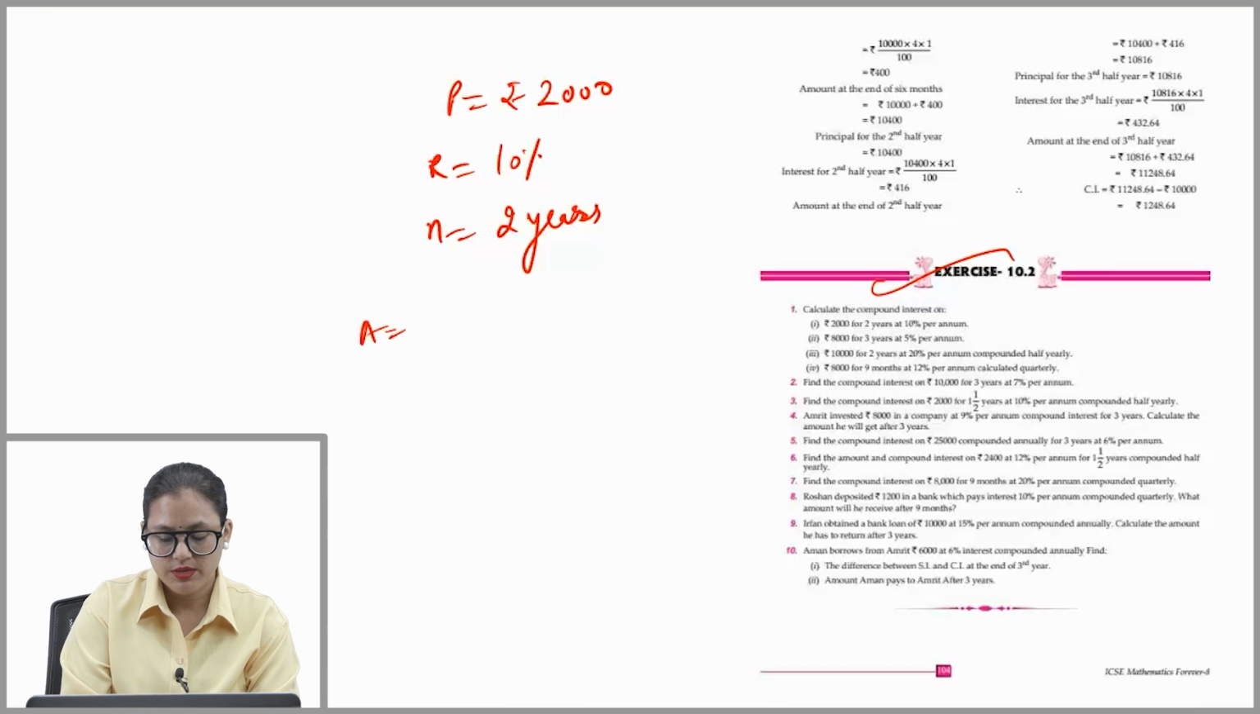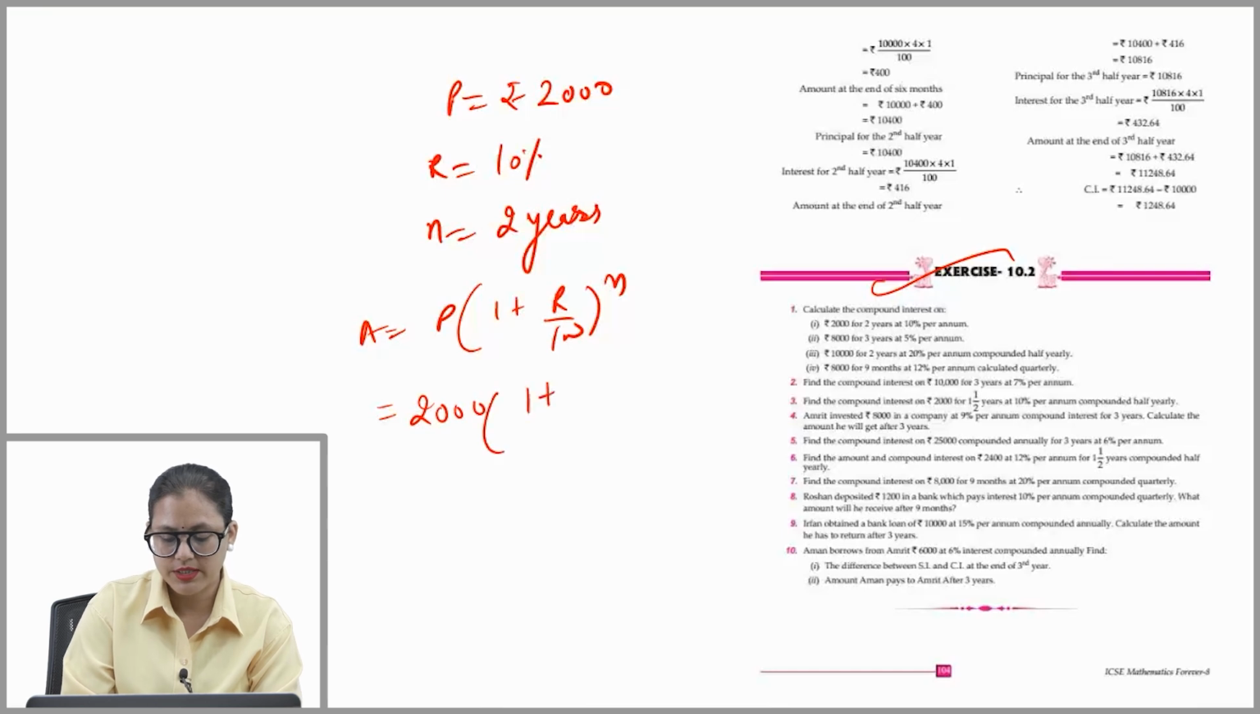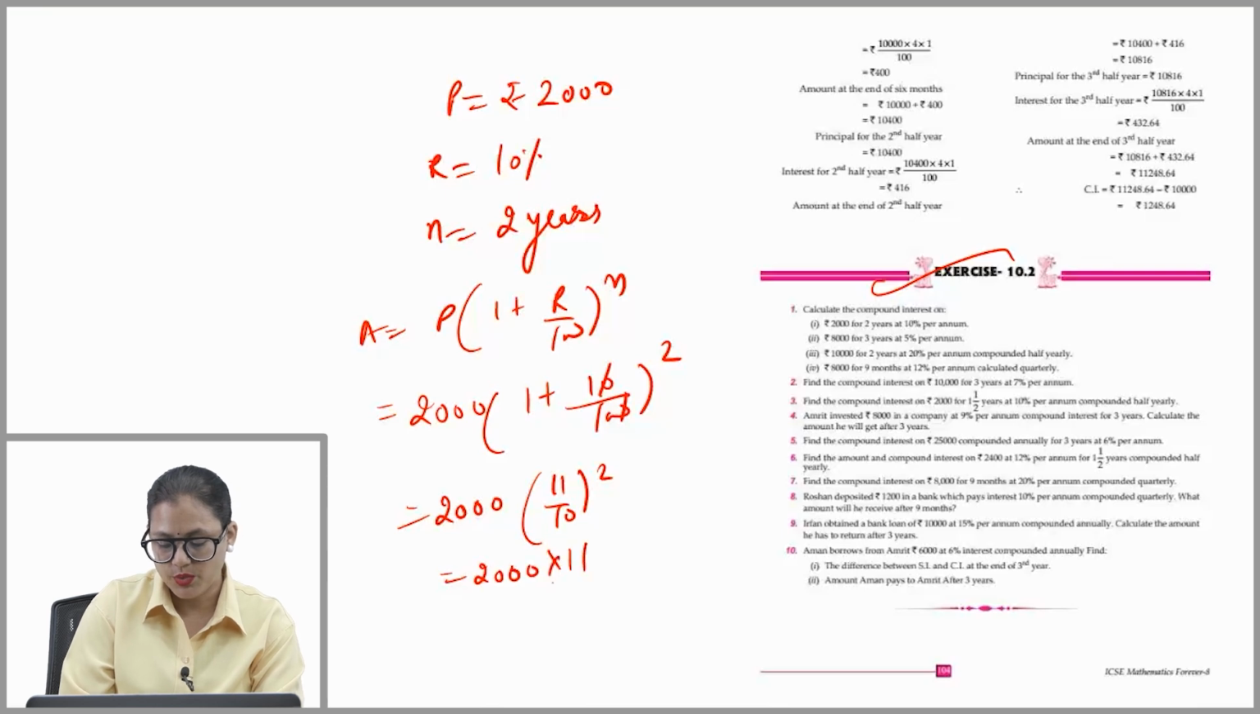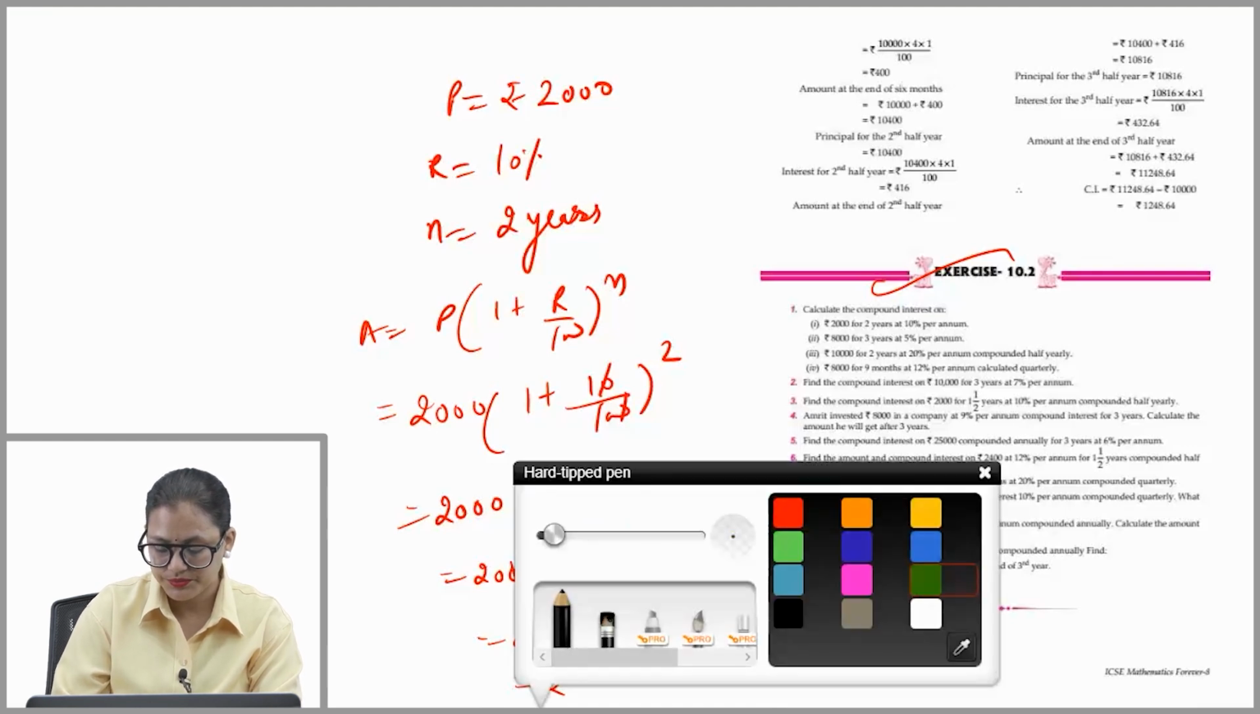First find the amount. The formula is this: 1 plus r upon 100 raised to the power n. 2000, 1 plus the rate 10 upon 100, time is 2 years, the zeros go. 2000, 11 upon 10 raised to the power 2. 2000 into 11 upon 10 into 11 upon 10, the zeros go. 20 into 121. 2 ones are 2, 2 twos are 4, 2 ones are 2. Okay, 2420. This is the amount.